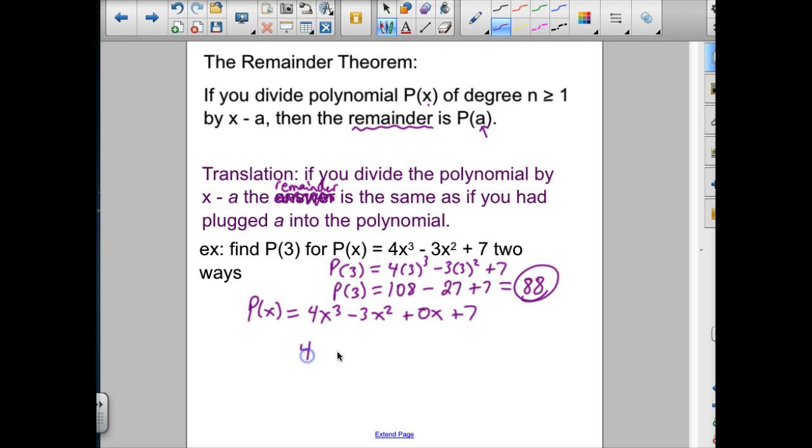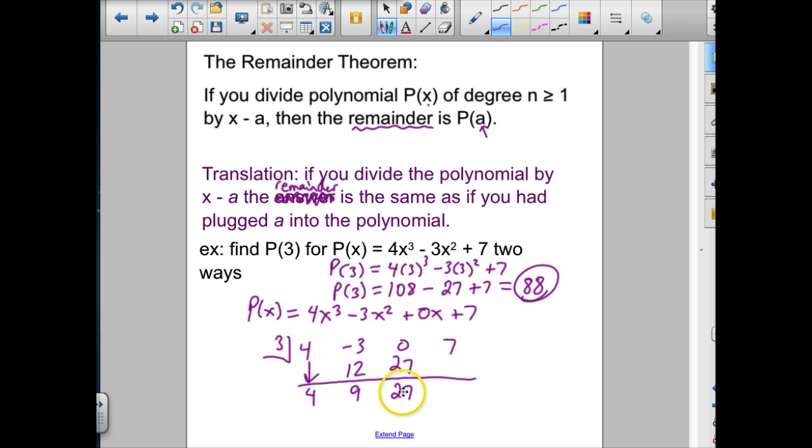So I can set up my synthetic division. The number out here is going to be 3. Just take that number that you would have plugged in and do a little bit of calculating. This calculating is going to be a little bit simpler. So you drop that 4 down, multiply 3 times 4 and you get 12. Negative 3 plus 12 is 9. 3 times 9 is 27. 0 plus 27 is 27.